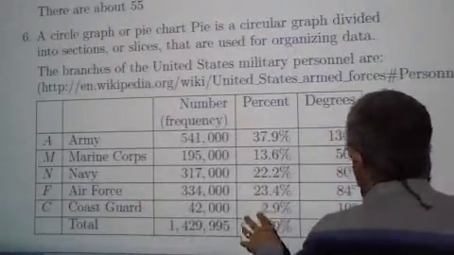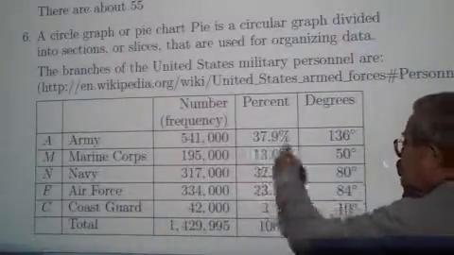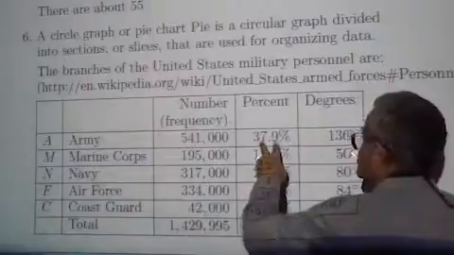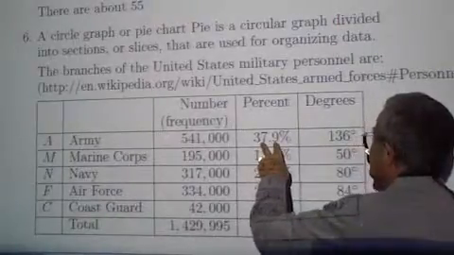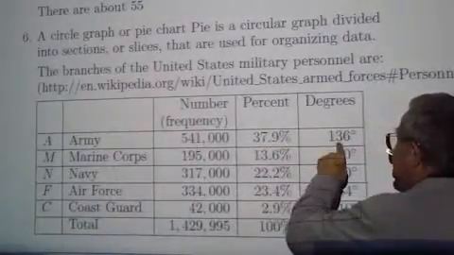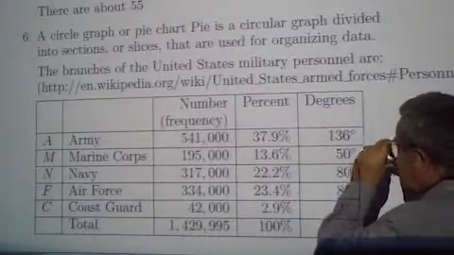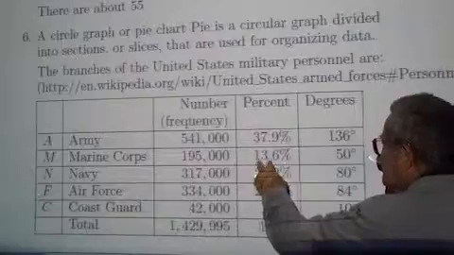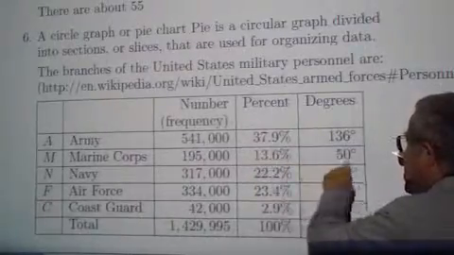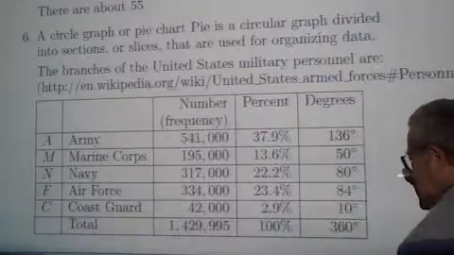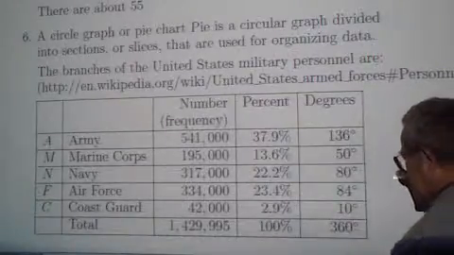Now convert the percentage to degrees. We have a total pie chart, 360 degrees. The Army represents 37.9% of 360, 136 degrees. The Marine Corps, 13.6% times 360, about 50, and then 80, 84, and 10, and the total is 360 like it's supposed to be.